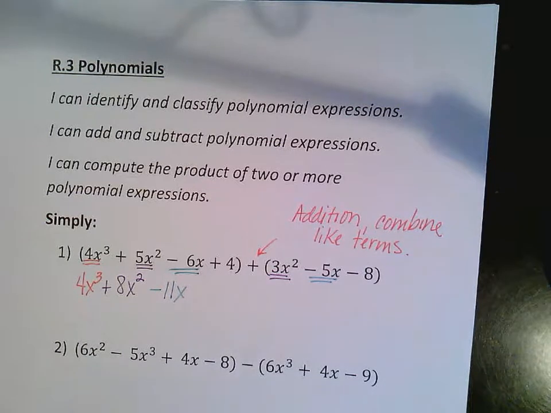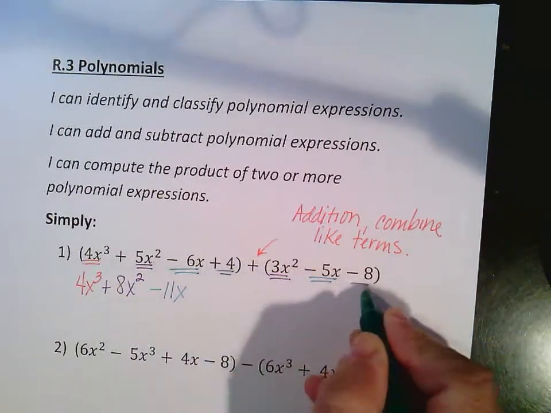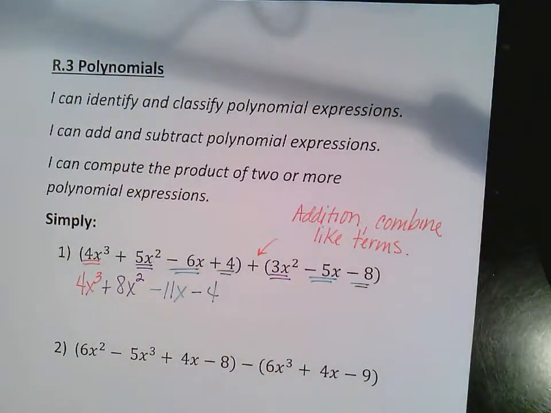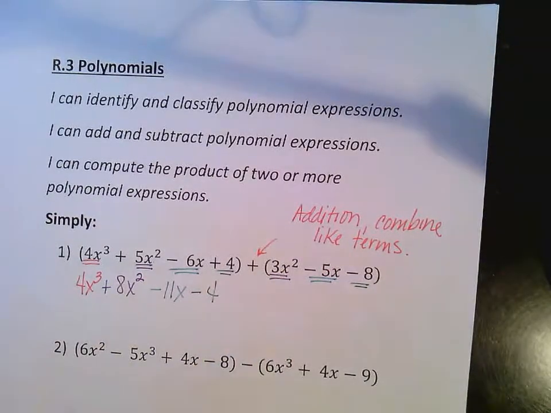And then finally what we've got is our constants, which is a +4 and a -8, so this is a -4. So just to review, if you're adding polynomials, you can just drop the parentheses and combine like terms.